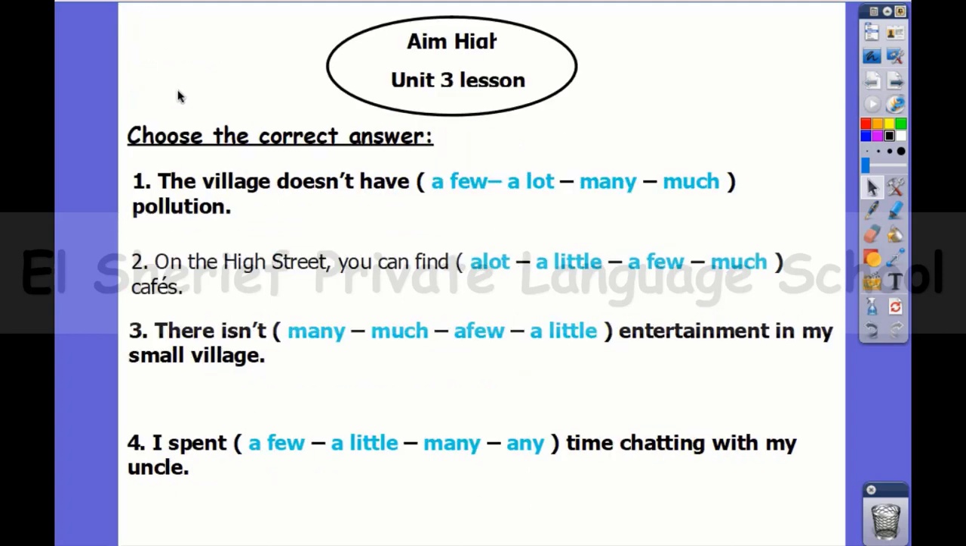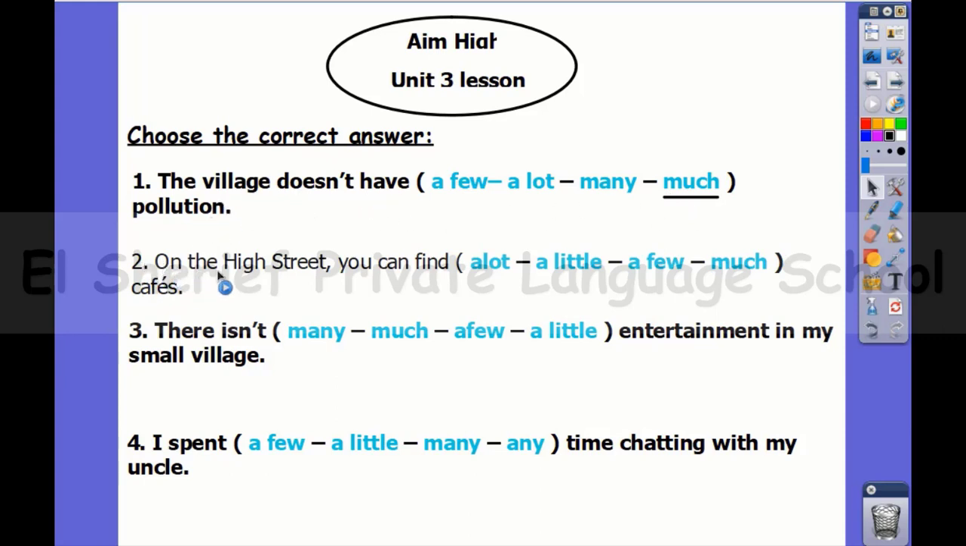Let's start with this quick revision. Choose the correct answer. Number 1. The village doesn't have pollution. Notice here that the word pollution is an uncountable noun. So the answer would be much. So the village doesn't have much pollution.